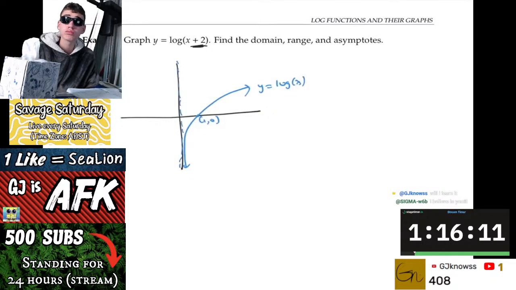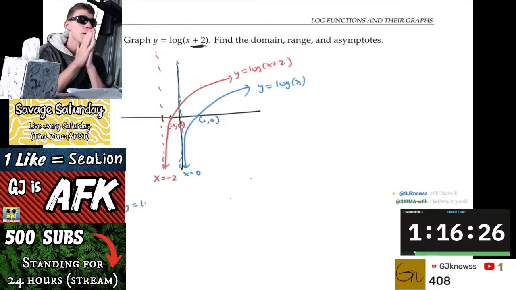Now I need to shift everything left by 2. So my vertical asymptote shifts left, and now it's at the line x equals negative 2 instead of at x equals 0. And my graph, well, let's see, my point, 1, 0, gets shifted to negative 1, 0, since I'm subtracting 2 from the x's. And here's a rough sketch of the resulting graph.